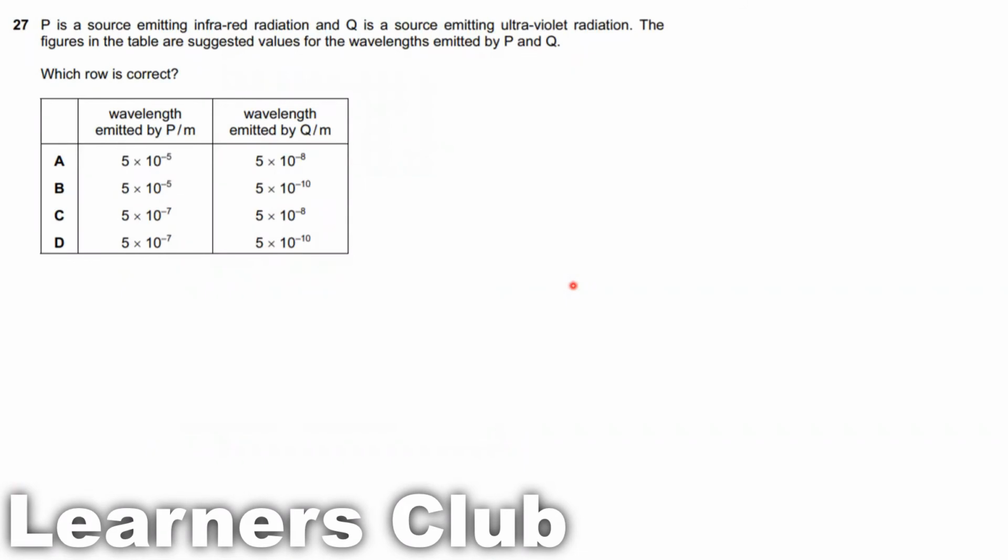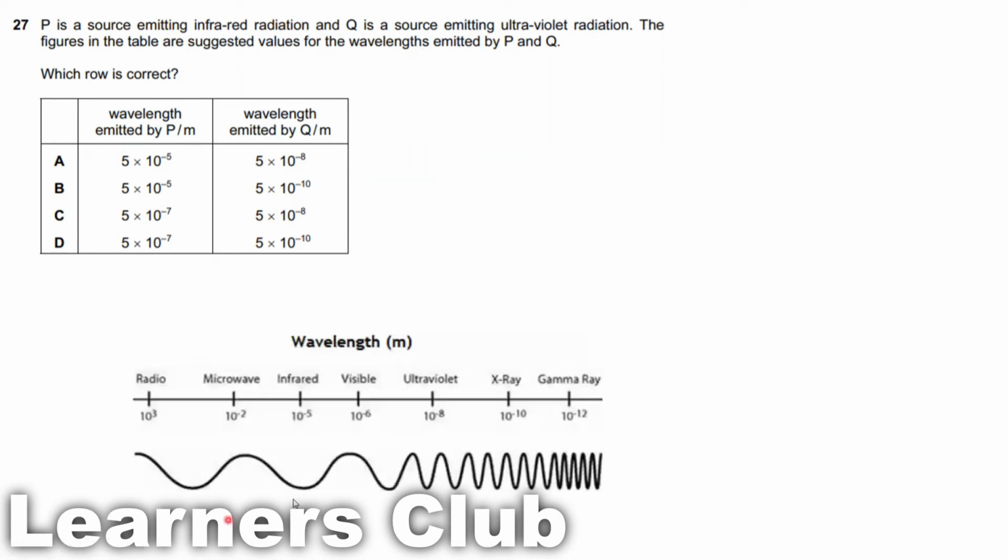Question 27. P is a source emitting infrared radiation and Q is a source emitting ultraviolet radiation. The figures in the table are suggested values of the wavelength emitted by P and Q. Which row is correct? We need to remember the wavelength value. I would suggest you either remember the wavelength value or the frequency value. Don't remember both at the same time.